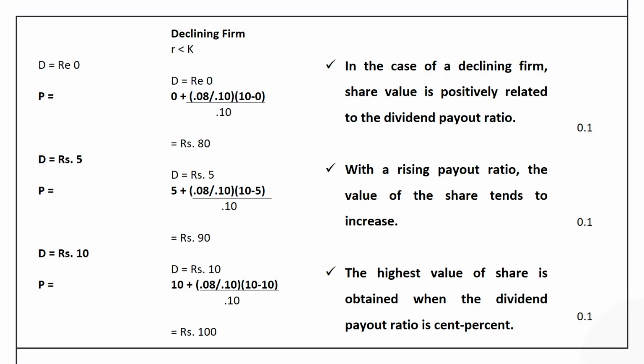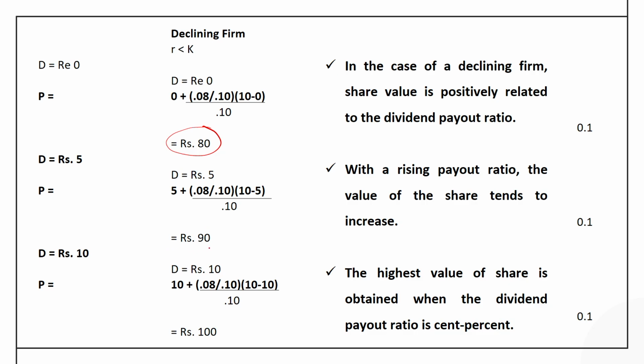That means neither payment of dividend nor retention of profit would increase or decrease the value of the firm. Similarly, for a declining firm, what do we mean by a declining firm? Where the rate of return is 8% and the cost of capital is 10%. So, if we put the figures into the formula, we can see that the value of the firm is rupees 80 when there is 0 dividend paid to the shareholder.